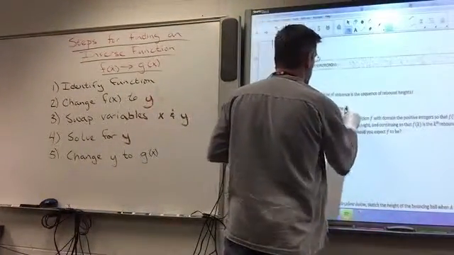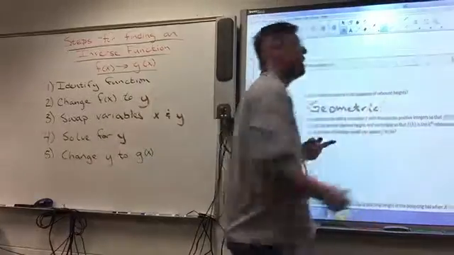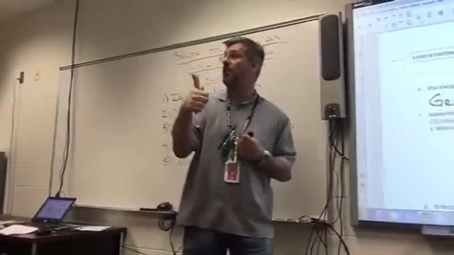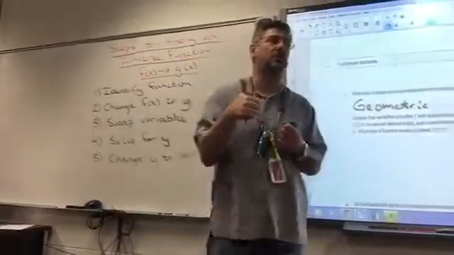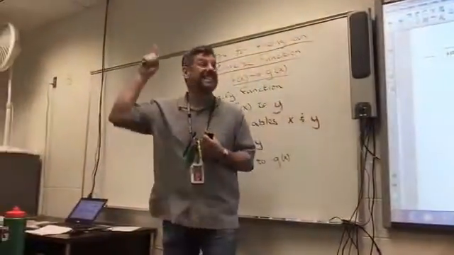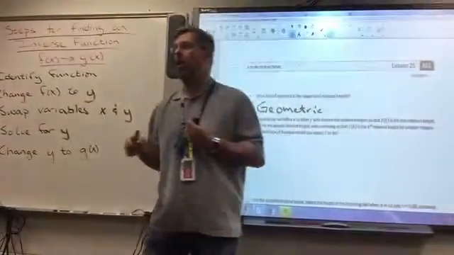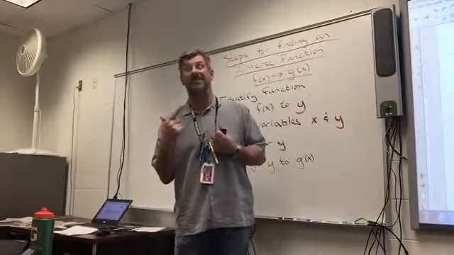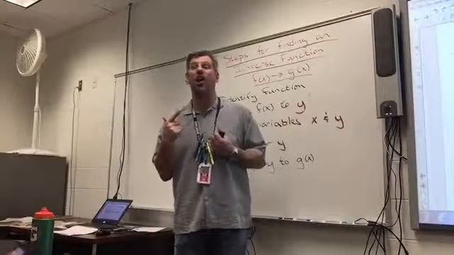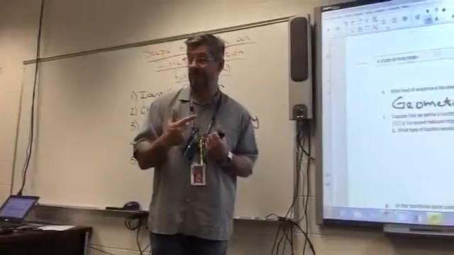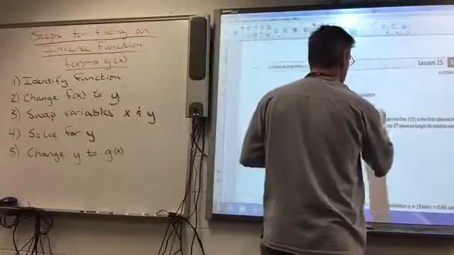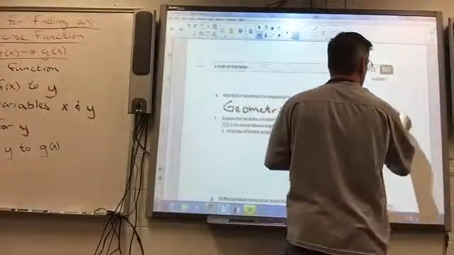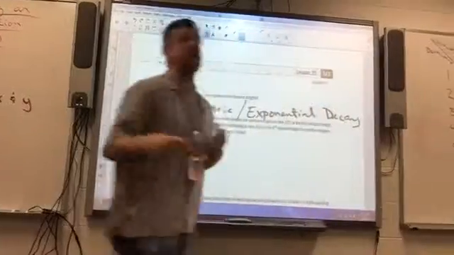Now, it's a geometric sequence, but there are two types of geometric sequences. This one is called geometric decay. Why do you think it's called geometric decay? Because it's going down, right? It's going down. Okay? There's another name for it. We call it exponential decay. Okay? Why do we have two names for it?